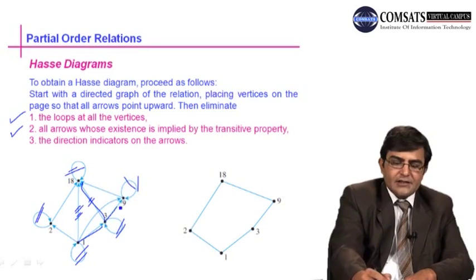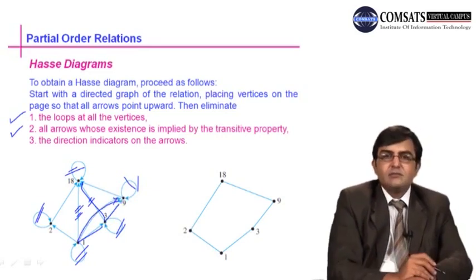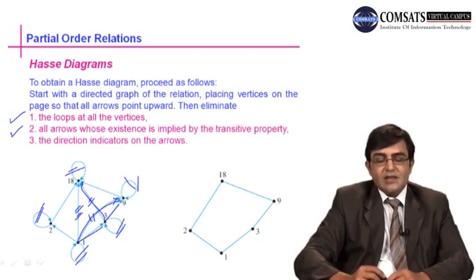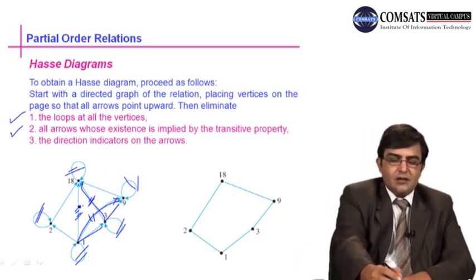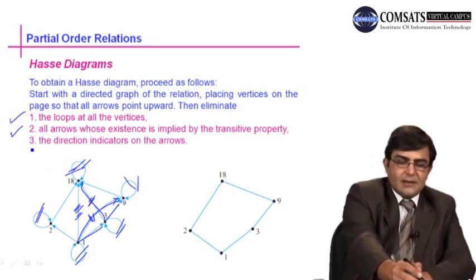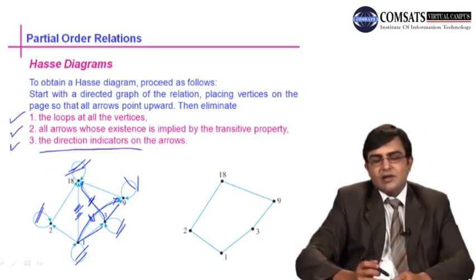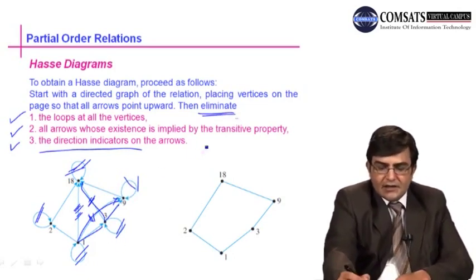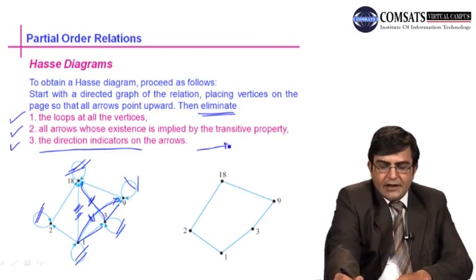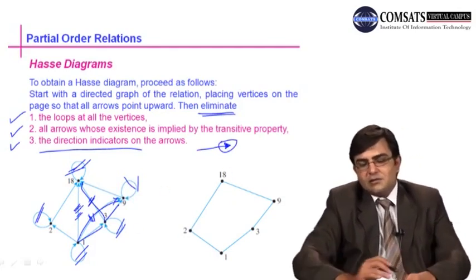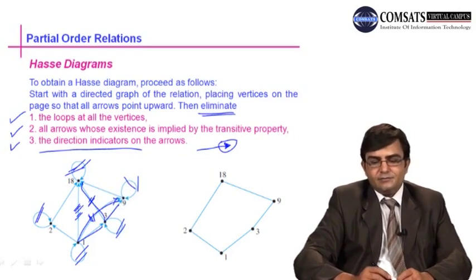Now 1 is related to 3, 3 is related to 9, and this arrow shows the transitivity, so we remove this also. No other arrow shows the transitive relation of this set, so therefore we remove this arrow, and this arrow, and we remove the loops. We get this. And the third step is the direction indicators on the arrows. Eliminate the direction indicators. Direction indicators means if you have an arrow, this is basically the direction indicator, so remove this also. So what we are left with is basically the Hasse diagram.